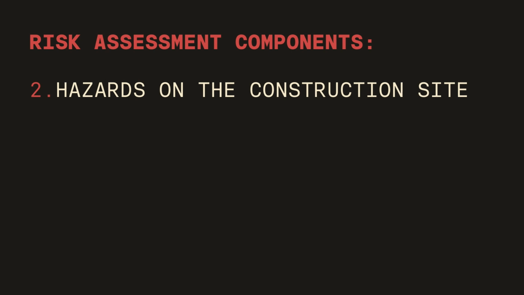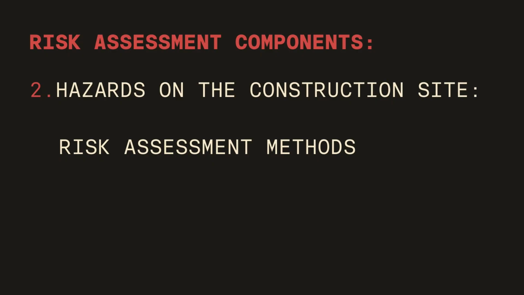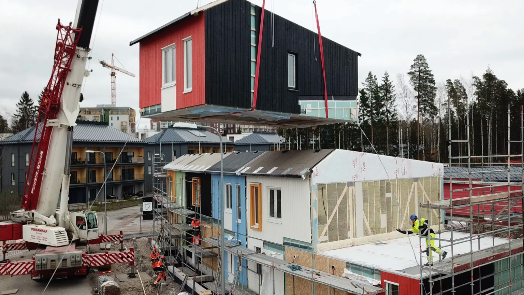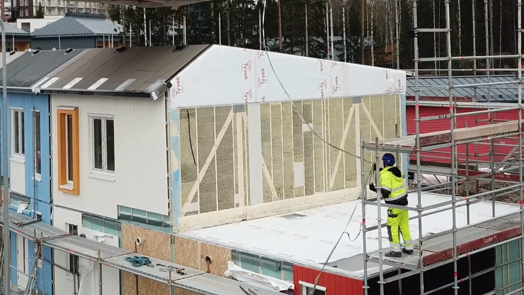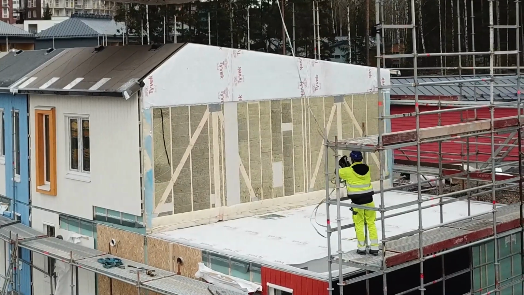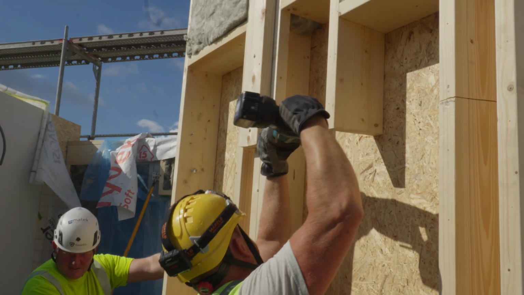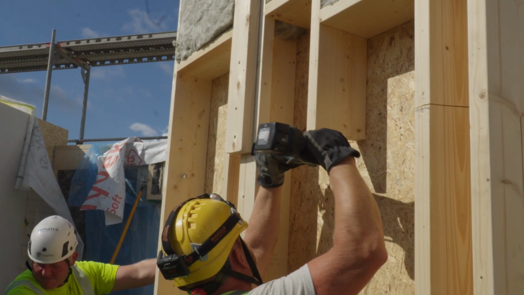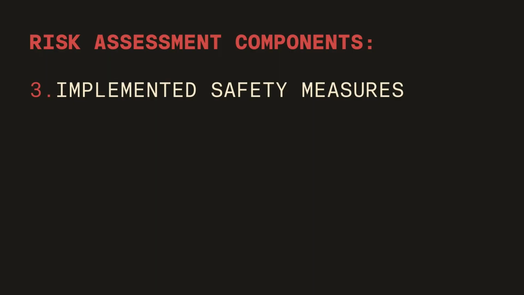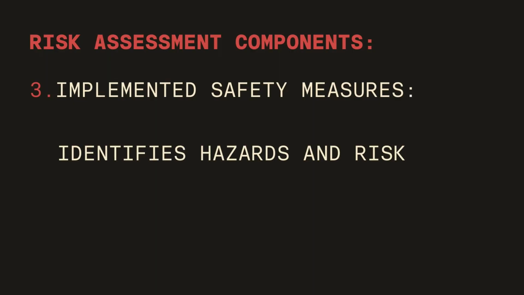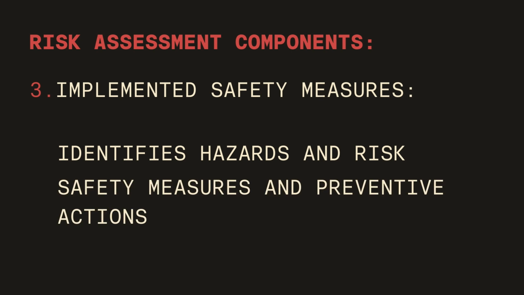Hazards on the construction site. Hazardous tasks. Implemented safety measures. Outlines risk assessment methods and evaluates hazards, their likelihood, consequences, and the level of risk for various types of work. Hazards could be physical, such as working at heights and using machinery. Environmental risks like exposure to noise, dust, and chemicals, and ergonomic hazards related to work postures and movements. Implemented safety measures identifies hazards and risks, detailing safety measures and preventive actions.